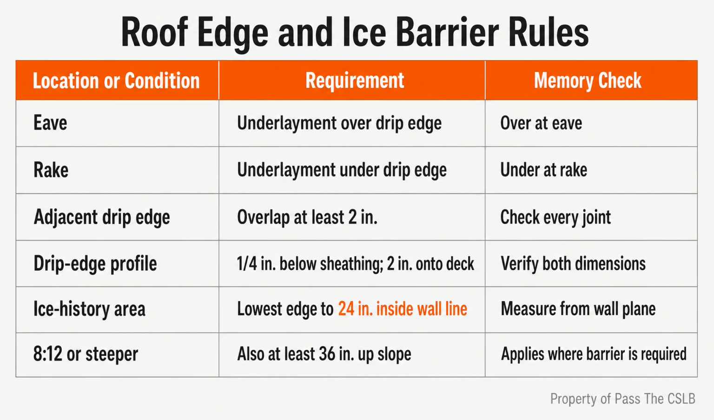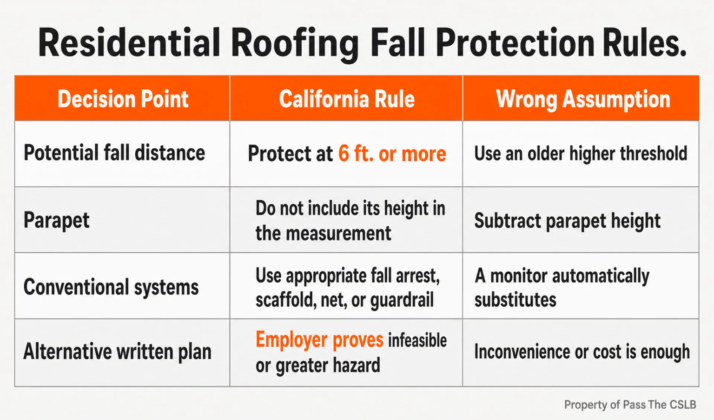Underlayment quality does not matter if the roofing operation exposes workers to an uncontrolled fall. For residential-type roofing activities, the supported California trigger is a potential fall distance of 6 feet or more above the grade or level below. The safety table emphasizes 4 decisions.